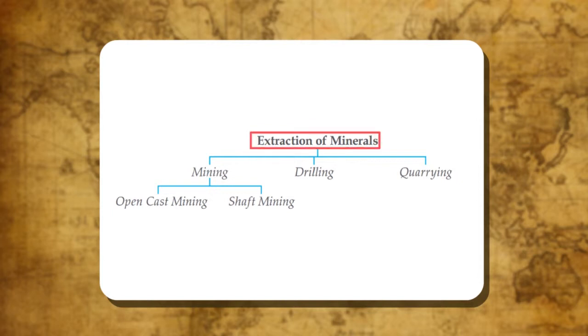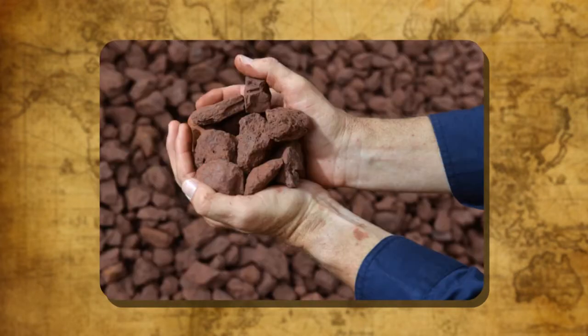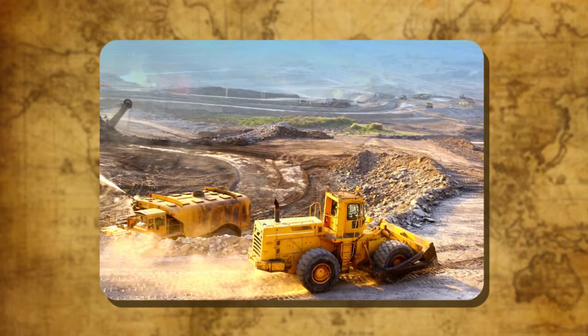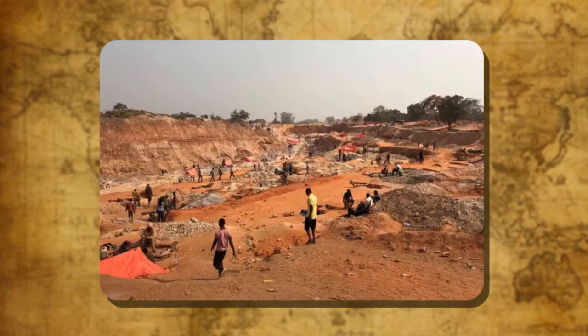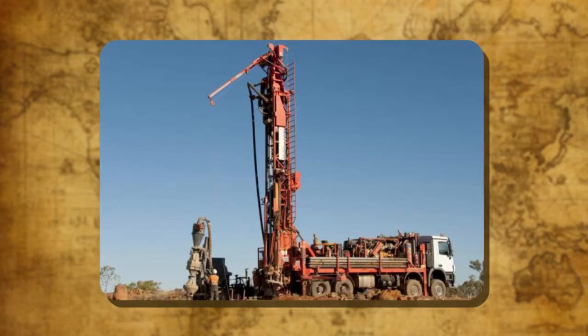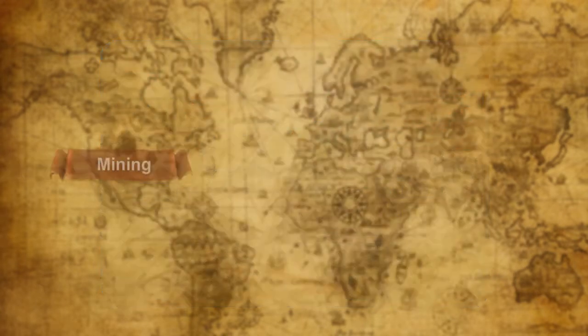Extraction of minerals. Mining, drilling, quarrying. Open cast mining, shaft mining. Minerals to be mined must have usefulness. There must be sufficient concentration of minerals in ores to be economically viable. The mining area must be easily accessible by available means of transport. The mining area should be located near the market. Minerals can be extracted by mining, drilling, or quarrying.